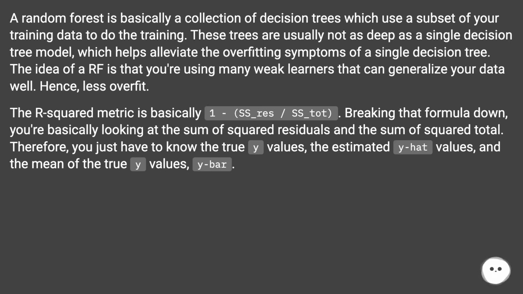The R-squared metric is basically 1 - ss_res/ss_tot. Breaking that formula down, you're basically looking at the sum of squared residuals and the sum of squared total. Therefore, you just have to know the true y values, the estimated y hat values, and the mean of the true y values, y bar.